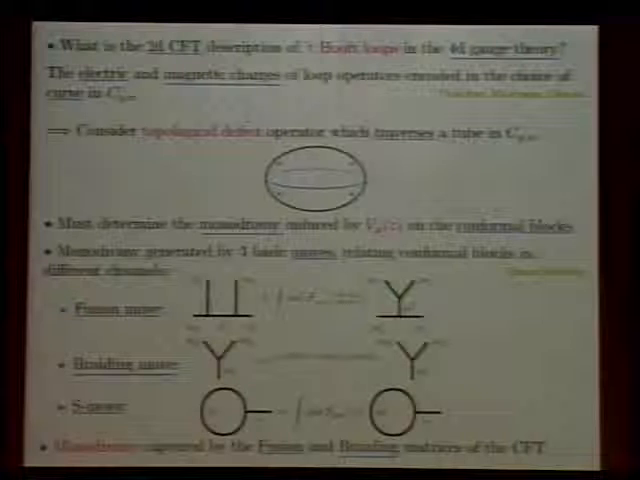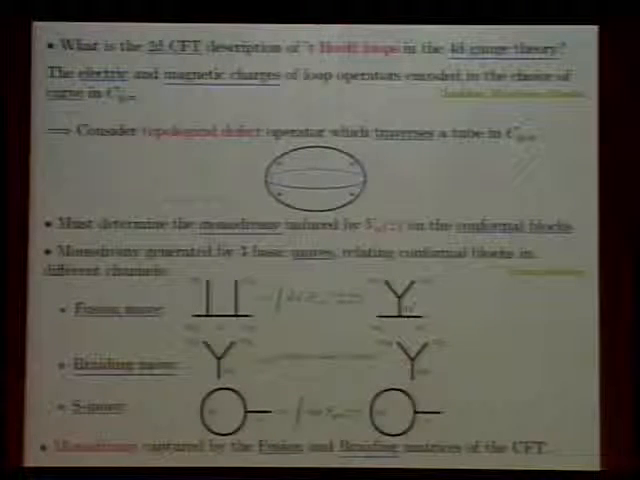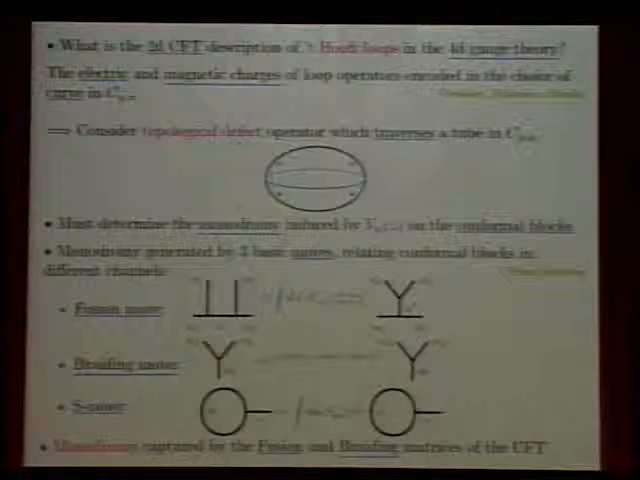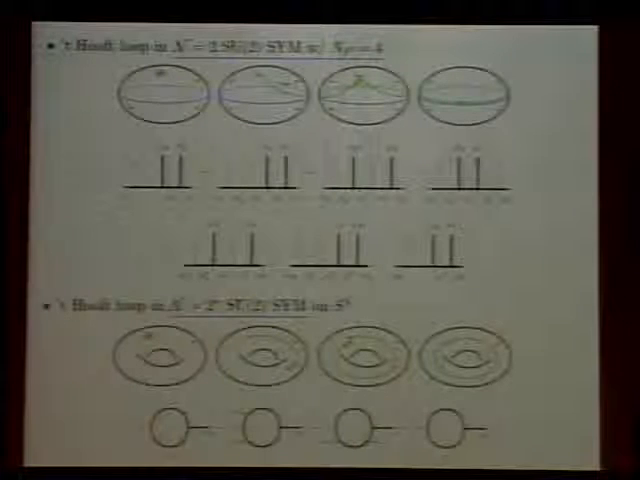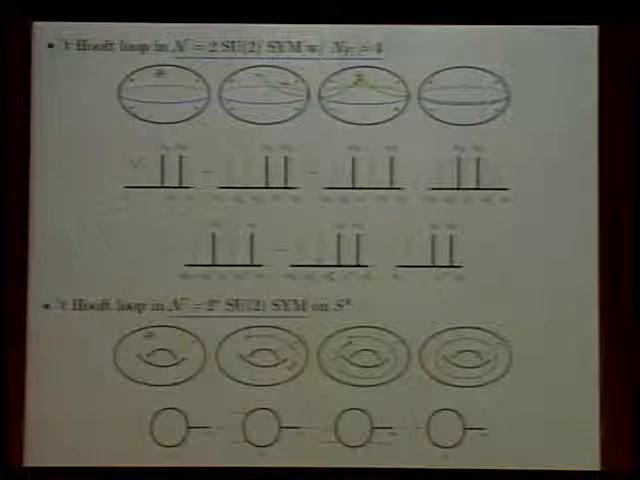So you'll have a sequence of moves. Each move will be one of these three generators, and the total monodromy is just the product of the various matrices. So let me give you an example in pictures. I will not write any formulas because they get a bit complicated, but I just want to give you a flavor, pictorially, of the kind of things that you have to do.